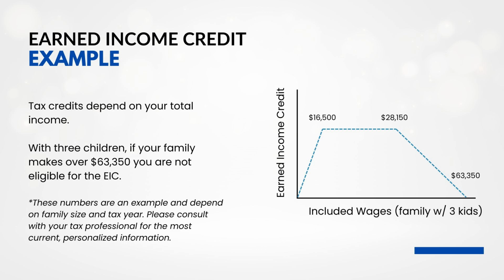In the graph on the right, you can see that the maximum earned income credit, which would be worth $7,430 for a family of 3, is earned when the family's reported wages fall between $16,500 and $28,150. Above $28,150 and below $63,350, you may still receive some tax credit, but the amount phases out as you earn more.